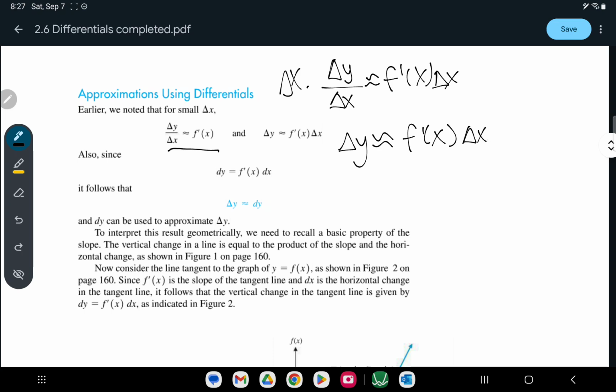But then we just said on the other side that dy is the derivative times dx. Remember, the change in x is the same thing as dx. So really, I could say that the change in y is approximately dy.